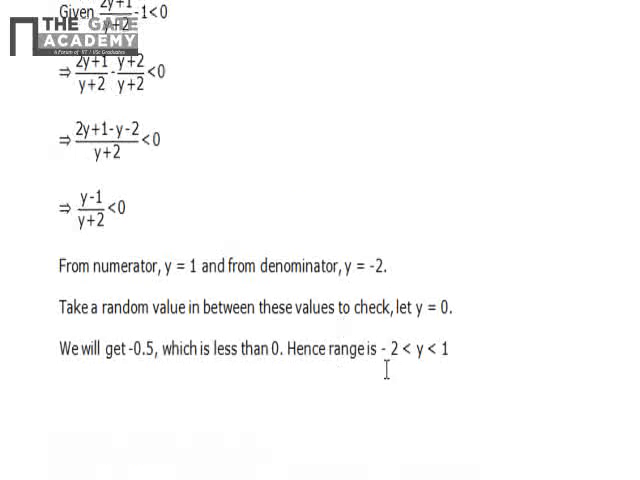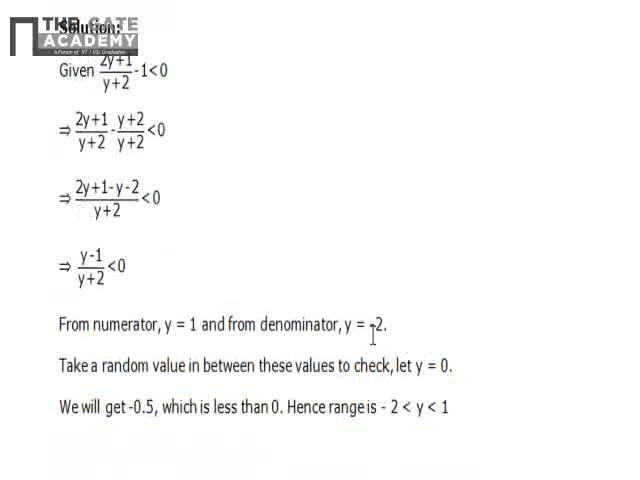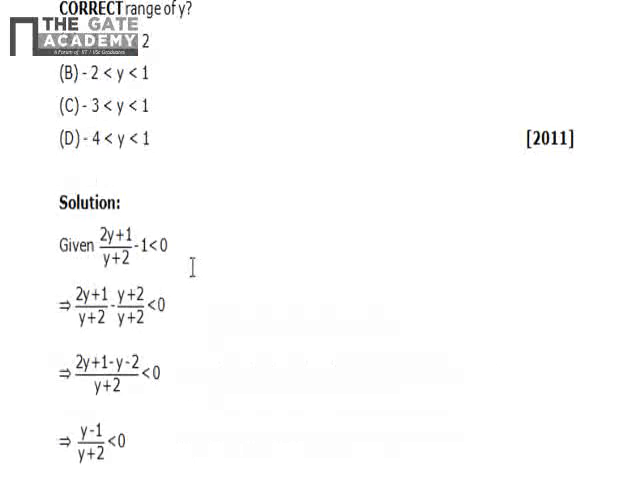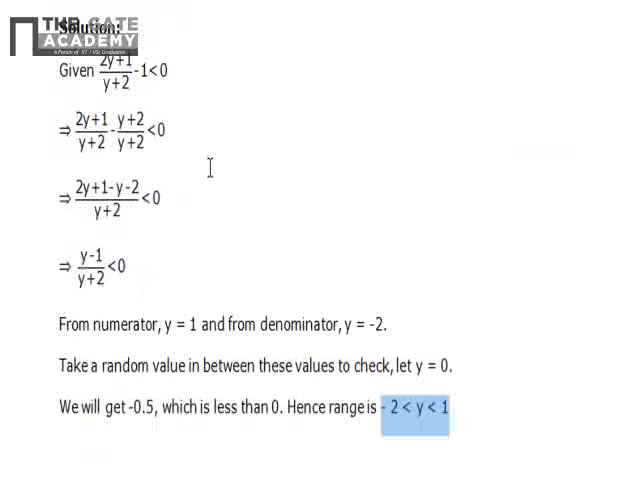Okay, so now I think you are very much clear how to find the solution, because we have taken a random value between these two values. So we got this solution, hence option B is the correct option.